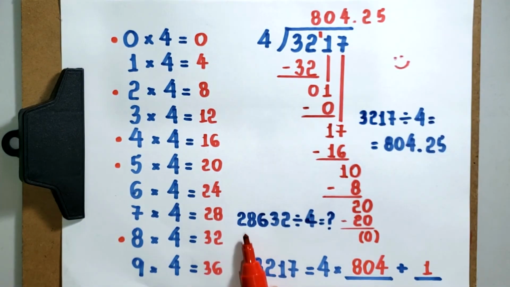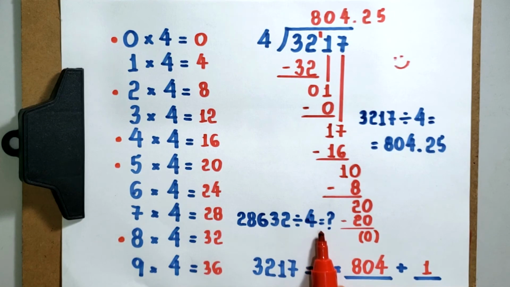If you want to keep practicing, maybe you could try to divide 28,632 by 4. Can you manage to solve this? Well, if you solve this, you can leave a comment with the result you find.